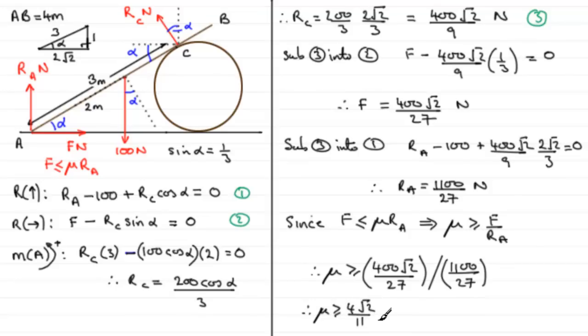That's the exact value. Or you could put it as a decimal. If you went for a decimal, it's greater than or equal to 0.5142 and so on. So in answer to the question, what's the least value that mu could be? Well, we can squeeze it in here. The least value of mu is going to have to equal 0.51 to two significant figures. So there you go. That brings us to the end of this question.